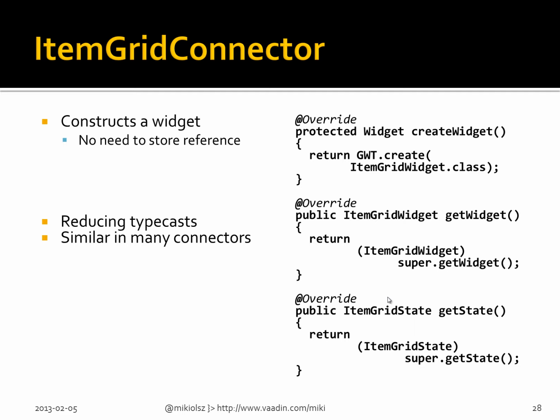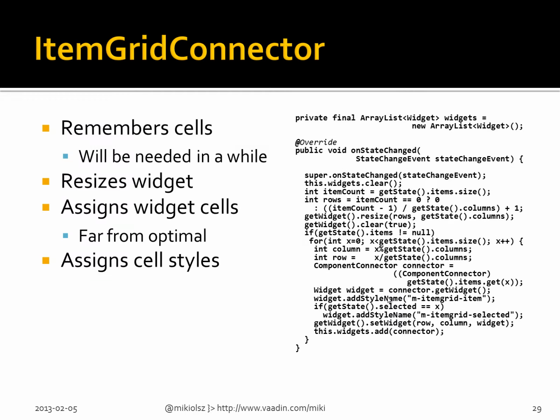So any connector, any client-side connector will have create widget, and get state. The create widget is obvious, so it uses Google Web Toolkit to construct a widget class. And then the get widget and get state, they are just shorthands for not typecasting. And then there is an implementation of a method called onStateChange, which just resizes the widget according to the number of columns and rows. Calculating how many rows and columns we need to have in the widget, then we resize the widget to fit that.